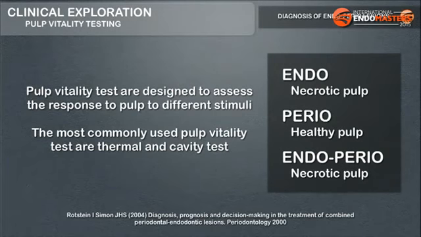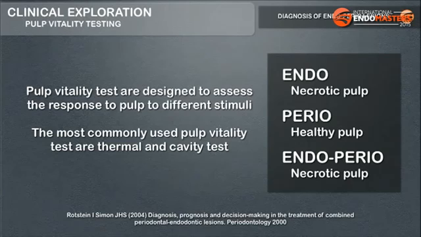Clinical exploration. Pulp vitality testing. Pulp vitality tests are designed to assess the response of the pulp to different stimuli. An abnormal response may indicate degenerative changes in the pulp. In general, no response indicates pulp necrosis. Moderate transient response indicates normal vital pulp. Quickly painful response may often indicate reversible pulpitis, and lingering painful response indicates irreversible pulpitis.